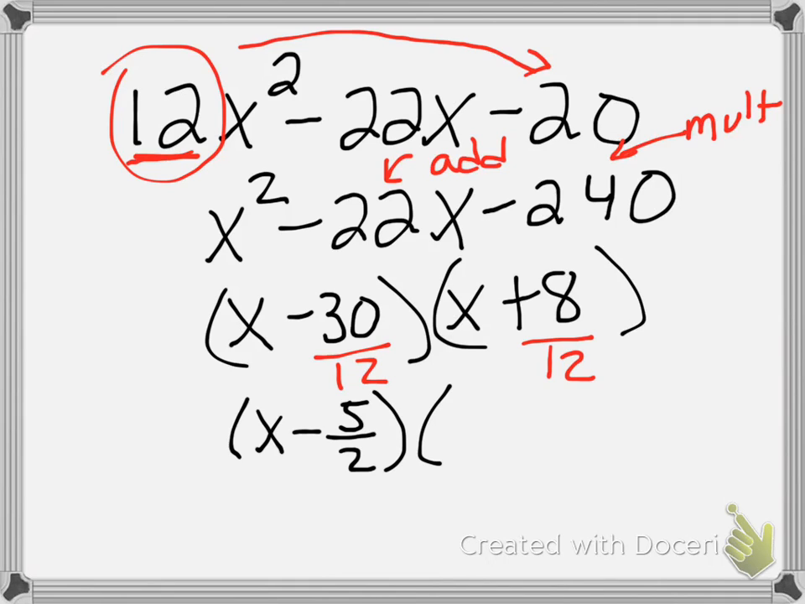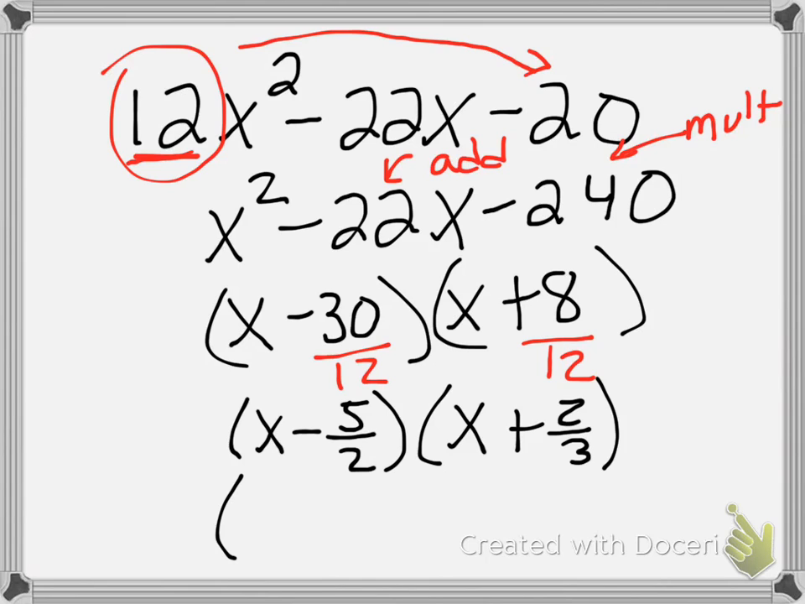And then 8 over 12, we can divide each of them by 4. And we should get 2 over 3. Okay. Oops, my pen's not working very well, sorry. 2/3. Okay. So, in this case, you can't leave it like this if you're trying to factor.